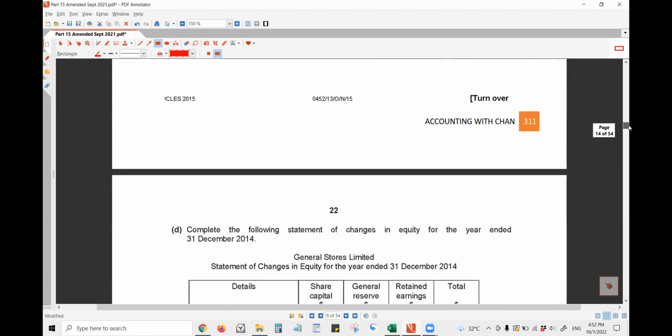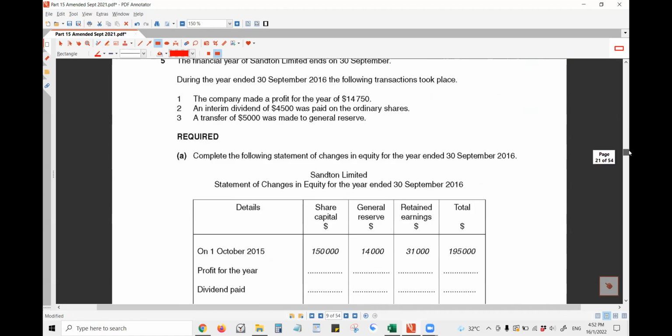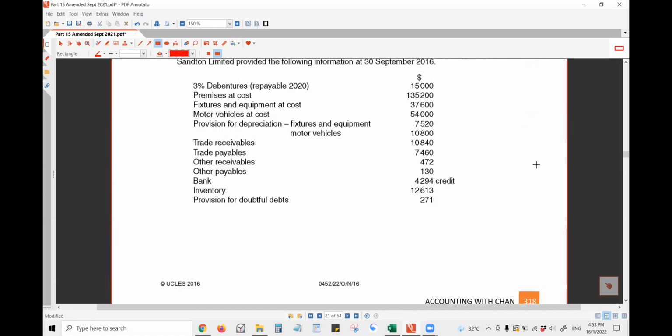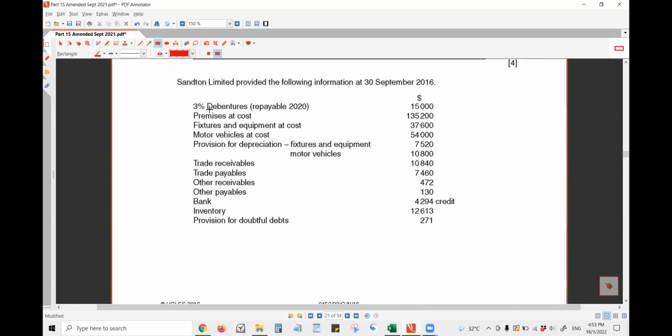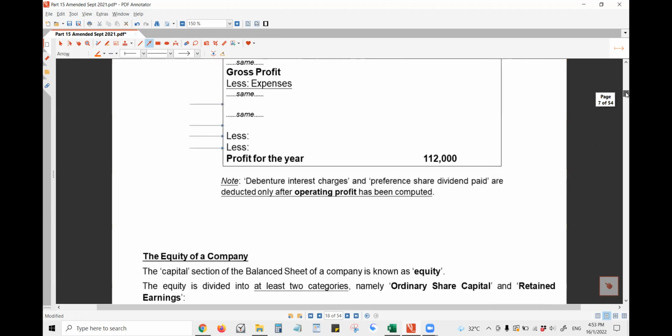I show you another one which is more complete. Here is a complete debenture naming: 3% debentures repayable 2020. So this is a standard naming of a debenture. It must come with the percentage and the future year. Why is it 2020? Because this question came out in 2016, so 2020 in this question is 4 years later. Okay, get back to the notes. Let's learn more about debentures.